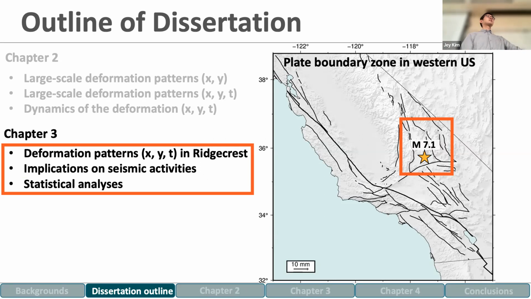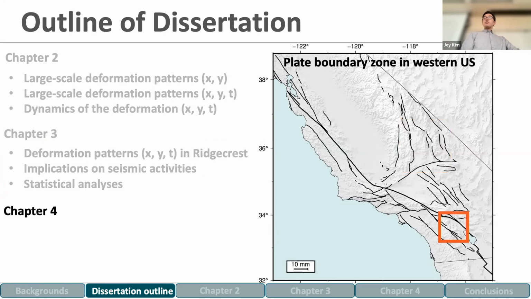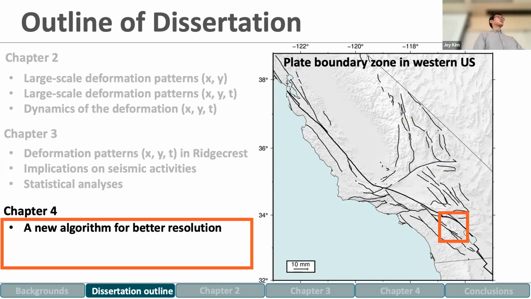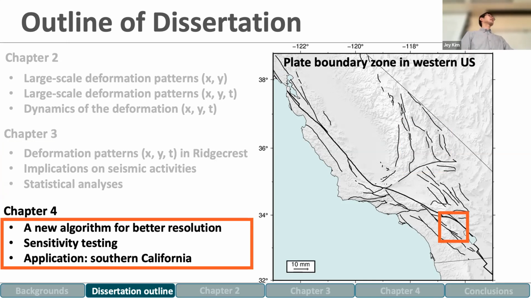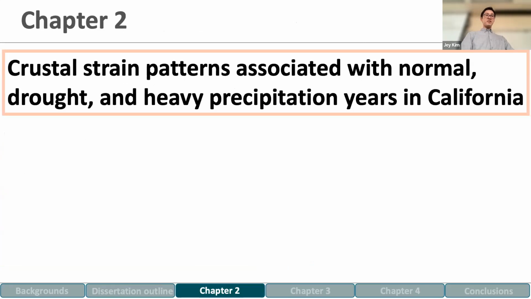And I performed a lot of statistical analysis. And in chapter 4, I developed a new joint inversion algorithm of InSAR and GNSS for a better deformation model. I wanted to increase the spatial resolution of my model. Since it's a new tool, I performed a lot of sensitivity testing using synthetic data sets. And then finally, I applied this technique to a real data set.